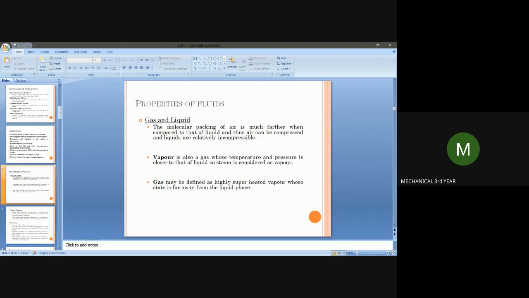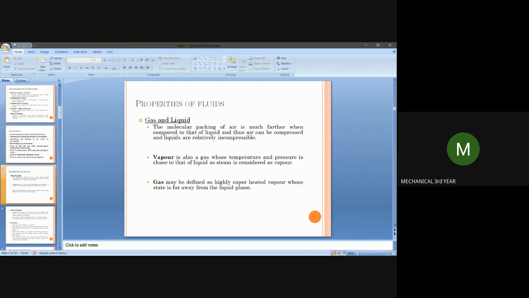Okay, the next thing is vapor. Vapor is also a gas whose temperature and pressure are closer to that of the liquid. When compared to liquid, the vapor's pressure and temperature are much more similar. When you heat the vapor, it gets converted into gas. When you cool down the vapor, it gets converted into water. So steam is considered as vapor. Steam contains some amount of moisture, some water particles, in it.